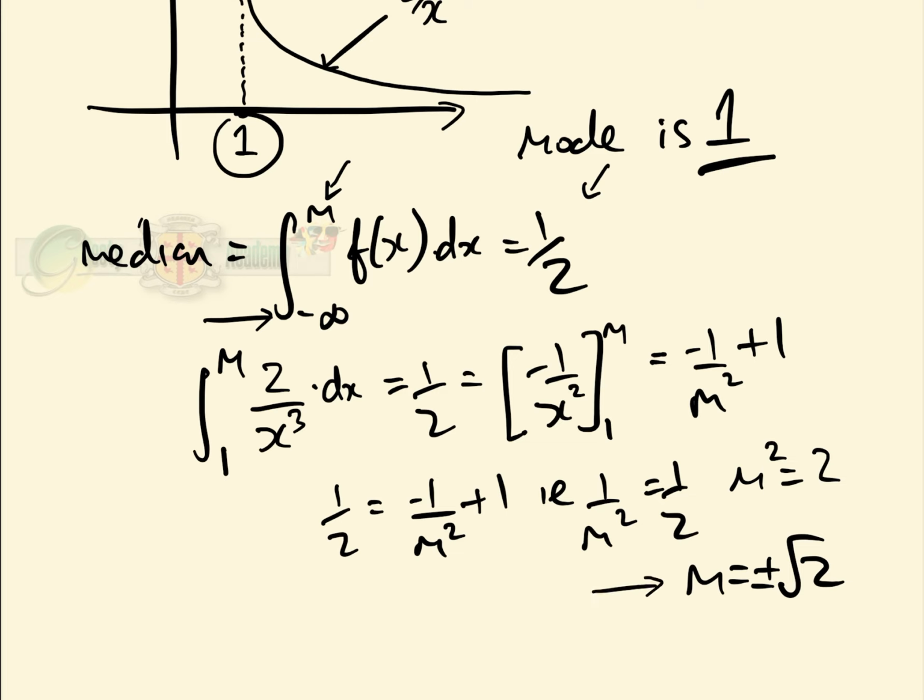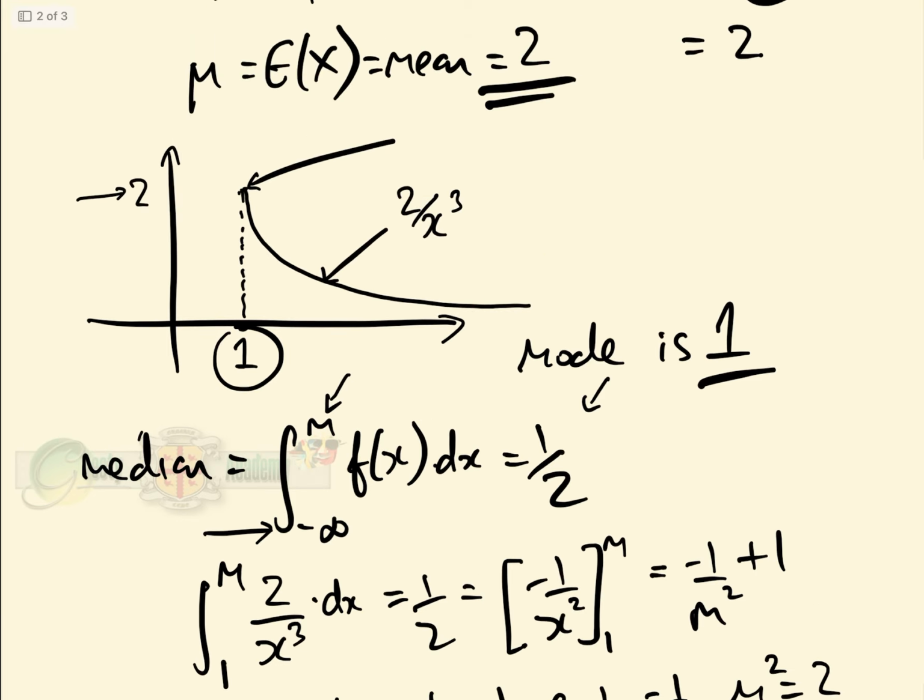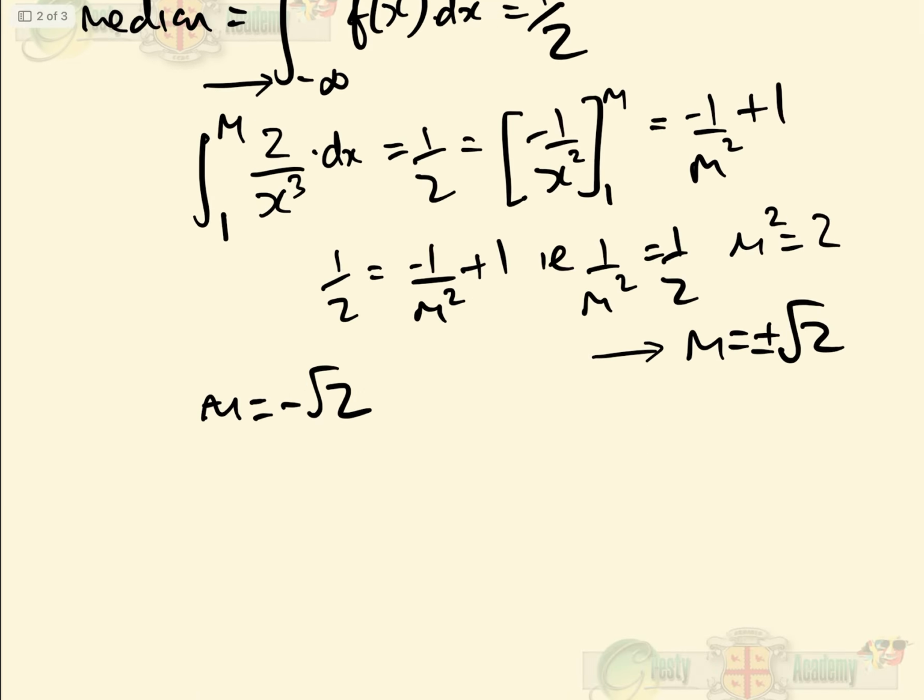Okay, now that has given us two answers, but clearly we can discard m equals minus root 2, because here is our probability density function. M equals minus root 2 is over here, and we know that the probability density function is 0 over here because it tells us in the question, and so therefore we know that root 2 must be the median. Okay, so we got the median here. So the median is root 2.